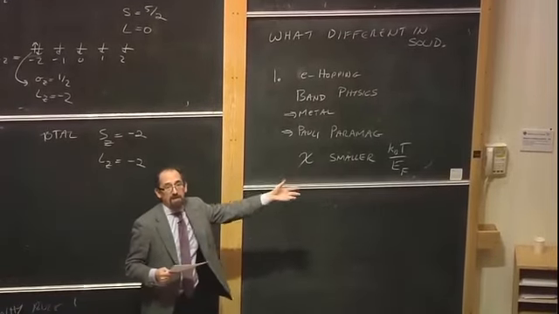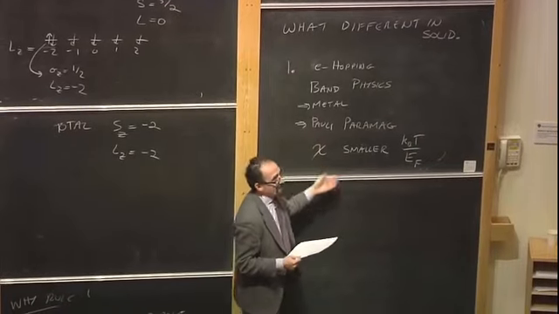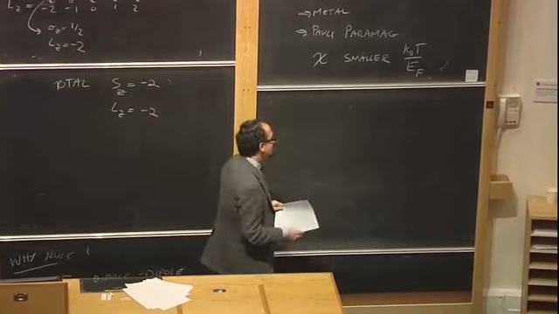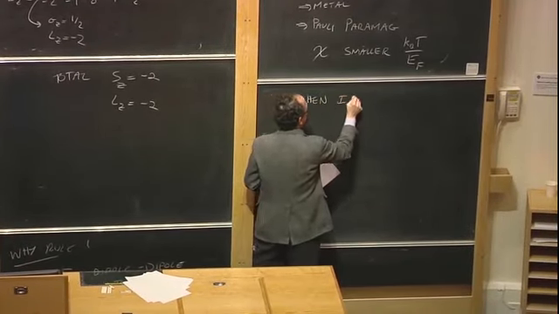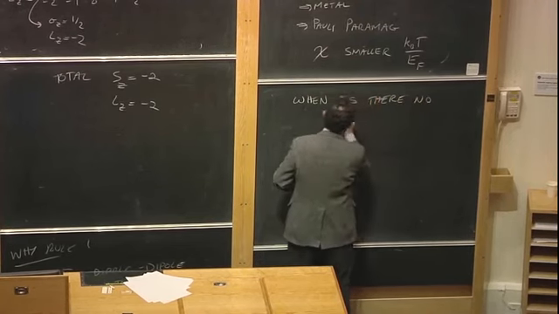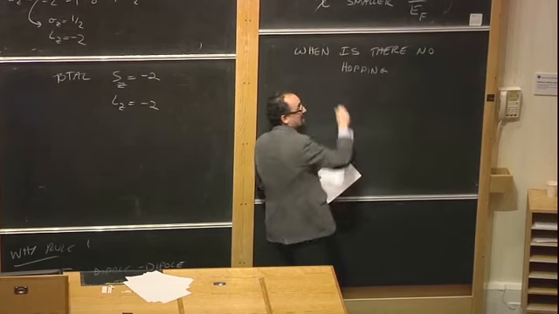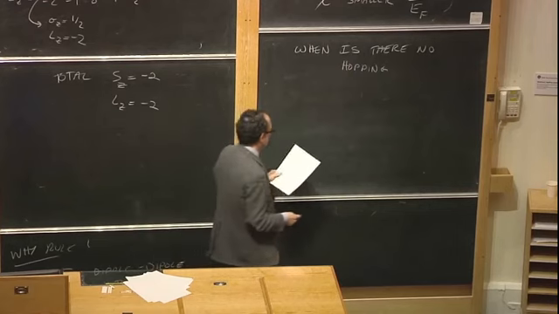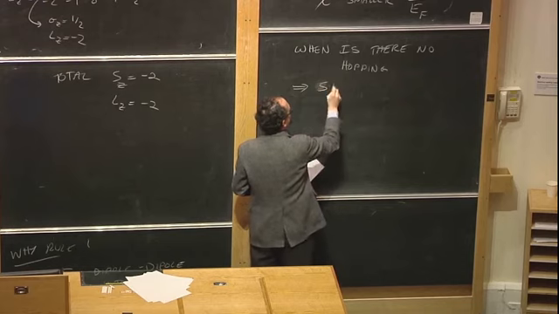If the electrons are hopping from one atom to another, then you might expect to have a metal and Pauli paramagnetism and a much smaller susceptibility. So you might ask, well, when is there no hopping? Why would the electrons ever not hop from one atom to the next? Well, basically, this comes from interactions. When there's strong interactions.